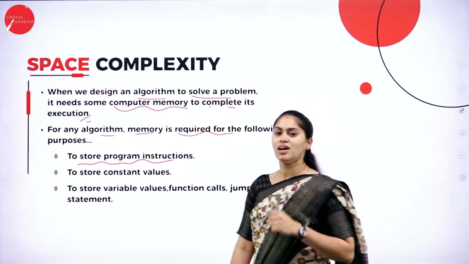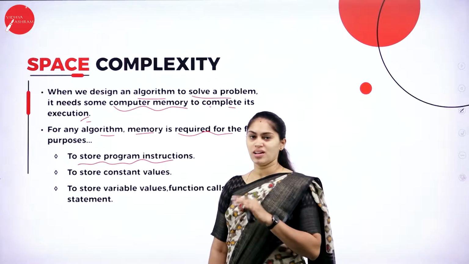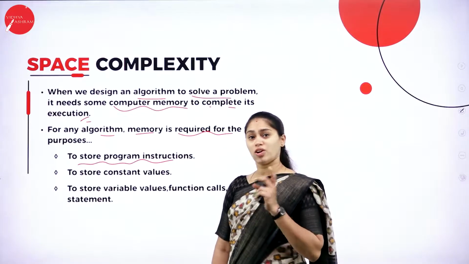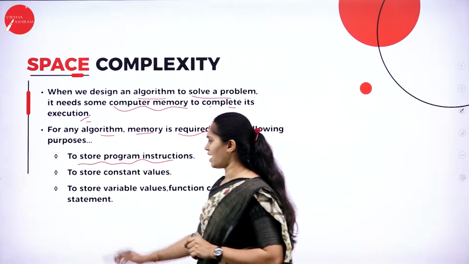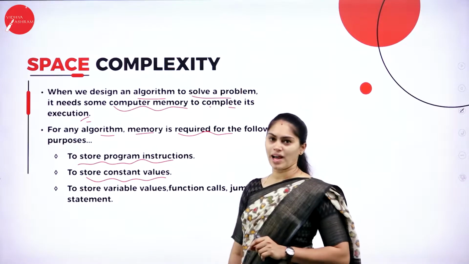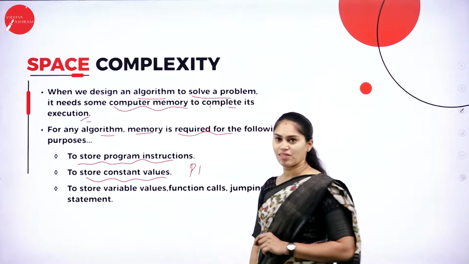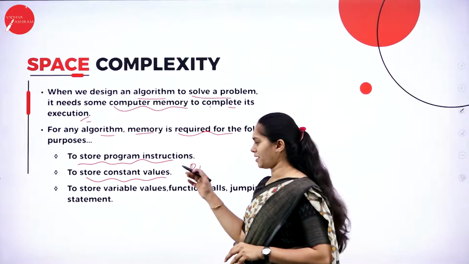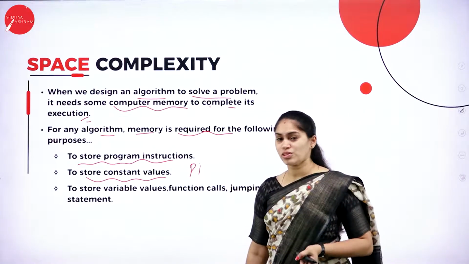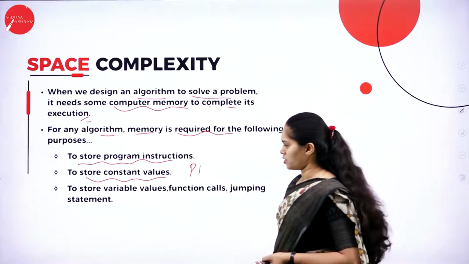When we have an algorithm, we write a step-by-step procedure as a solution, and that is an instruction. In order to store that instruction, we require computer memory, as well as to store constant values. For example, we have pi, a value that won't get changed throughout that period.